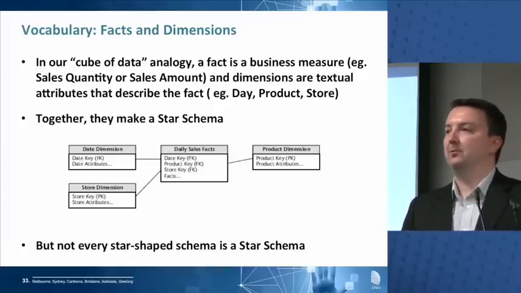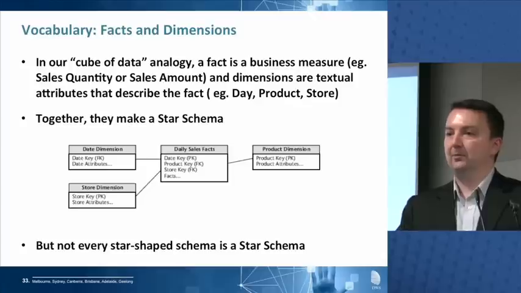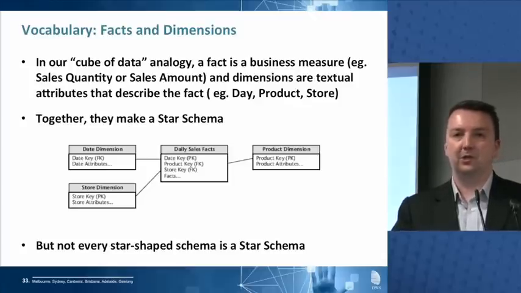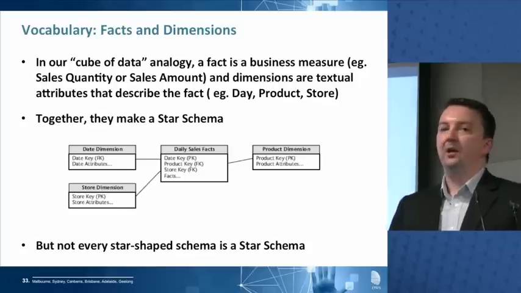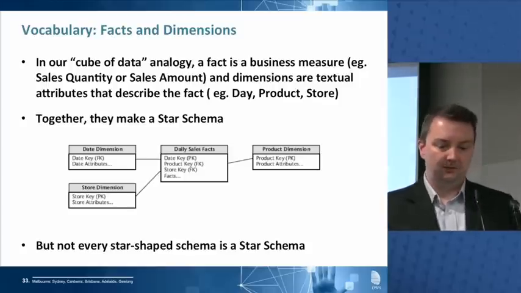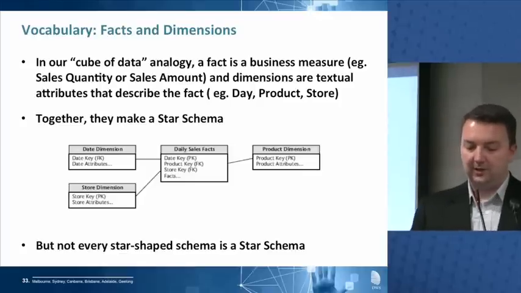Remember, we defined facts before as measures. Things that we measure. That's what our fact table contains. It contains the measurements. We defined dimensions before as the things that describe the facts, like customer, like location, like product. All of those things are stored in dimension tables.